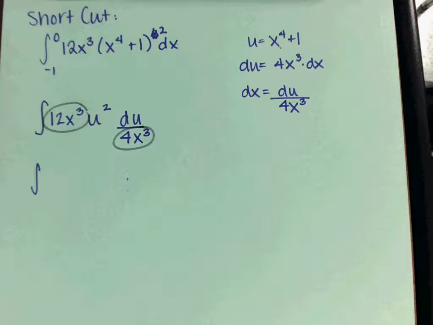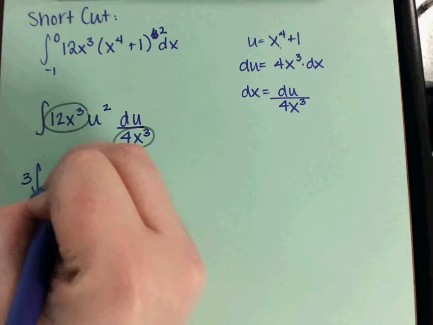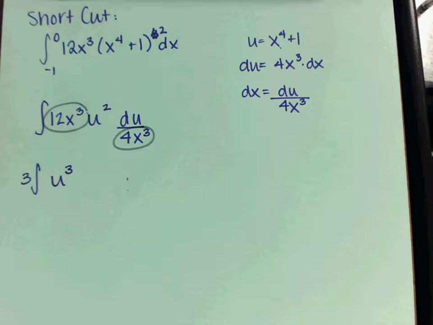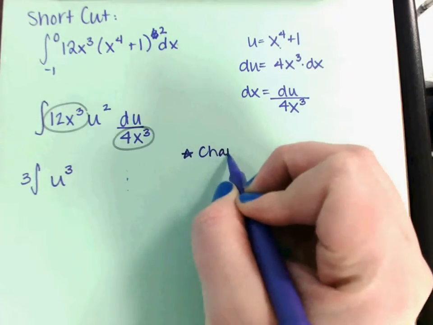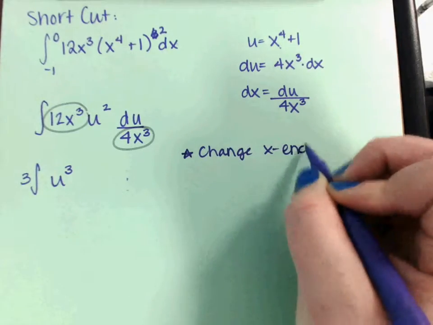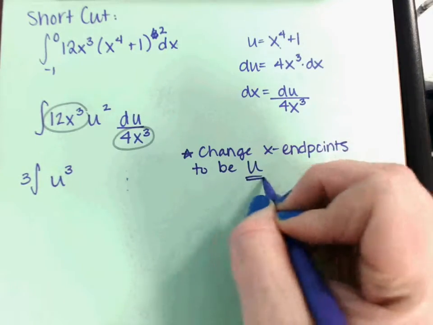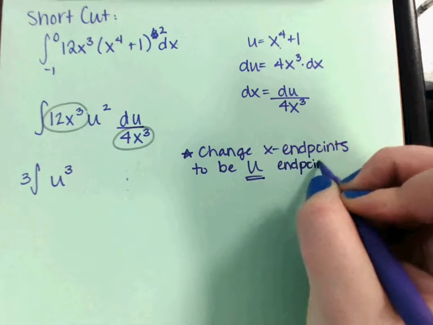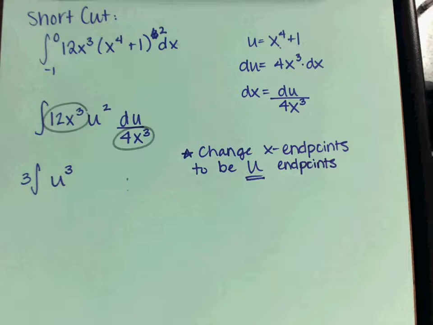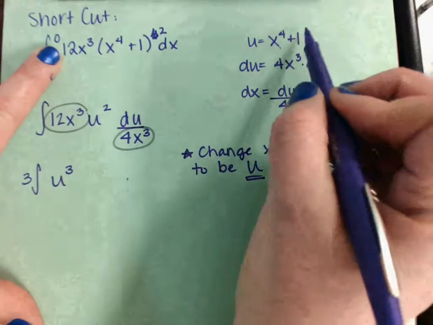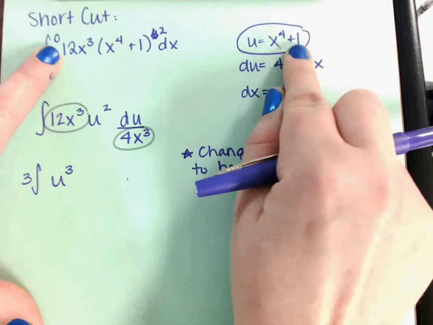Okay, so look at your thingy, divide it. What do you get? Just a 3 in the front. U to the 3. Okay, this is where it's different. You're going to bring the endpoints back, but you're going to change them to be U endpoints. Okay, so I'm going to put a star here, and you are going to change your X endpoints to be U endpoints. And all that you have to do to change them is plug them into what U is. So for example, when X is 0, plug that in. What is 0 plus 1?